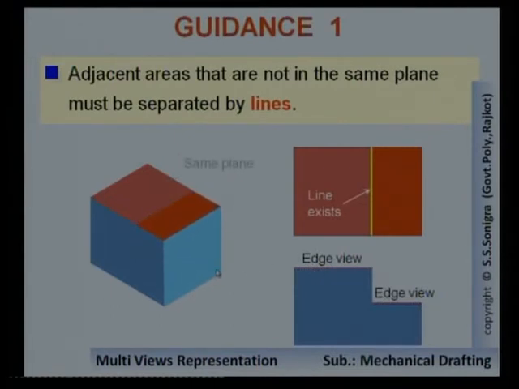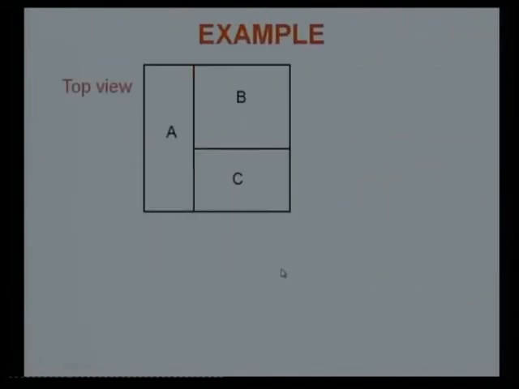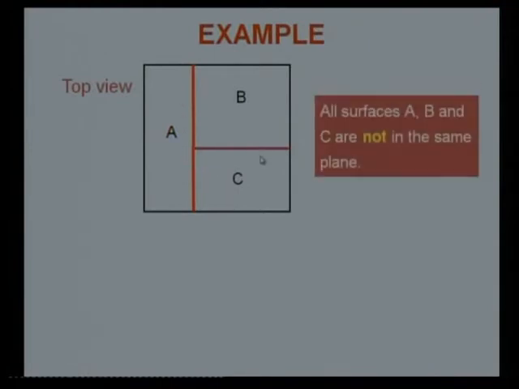And if this is the shape, if both these rectangles are in the same plane, then there is no need to draw this line. If this kind of object is there, then its front view would appear like this, and hence this line will not exist over here. It could be erased. Now one more example. Top view is like this. Three rectangles A, B and C, and lines are here. This line is drawn and this line is drawn.